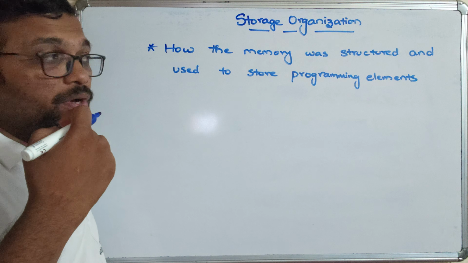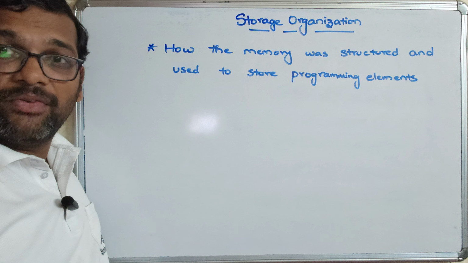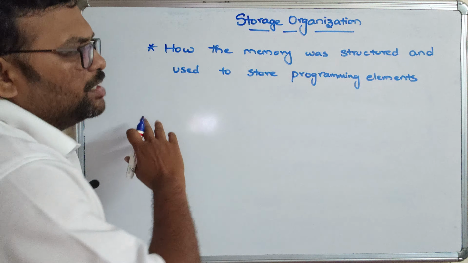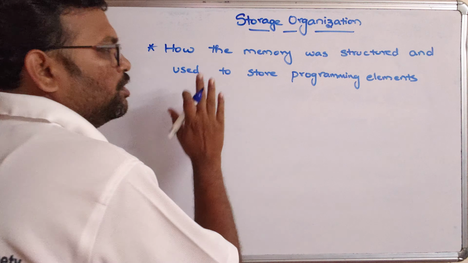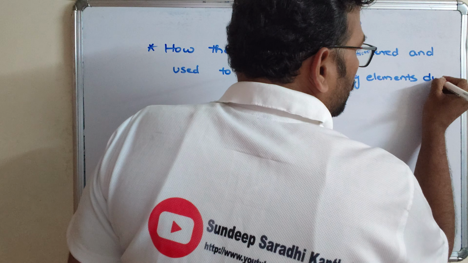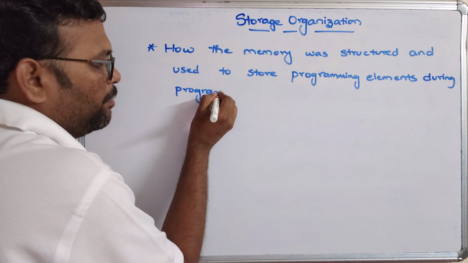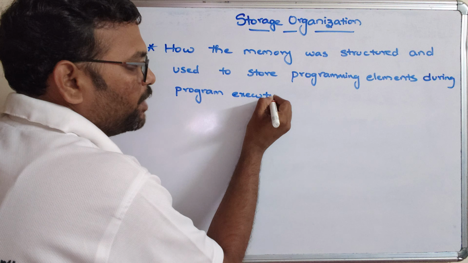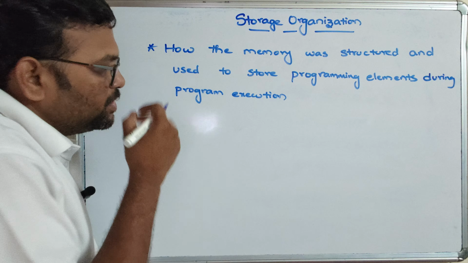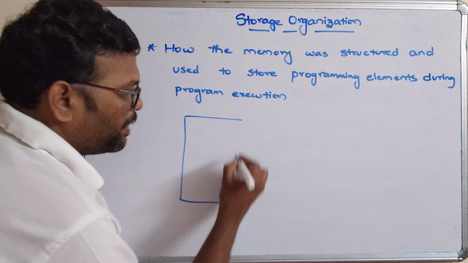We are going to use different variables, constants, and also local variables, global variables, static variables, dynamic variables, any kind of thing. All of these come under programming elements. So how the memory is structured and used to store the programming elements during program execution. Program execution means this is a runtime environment.